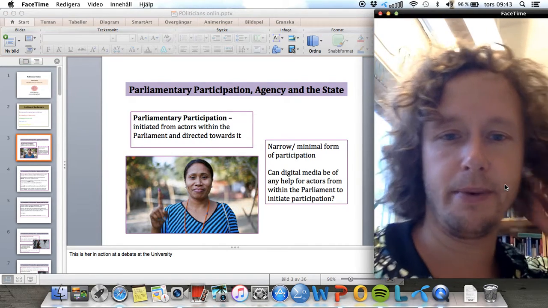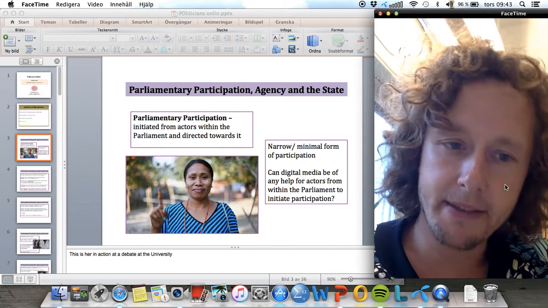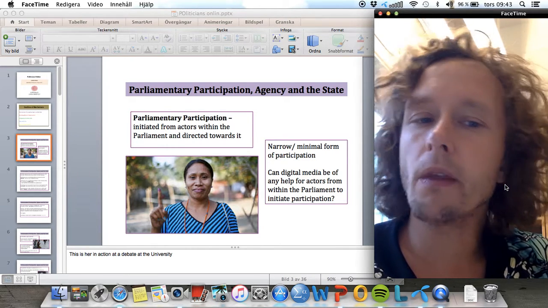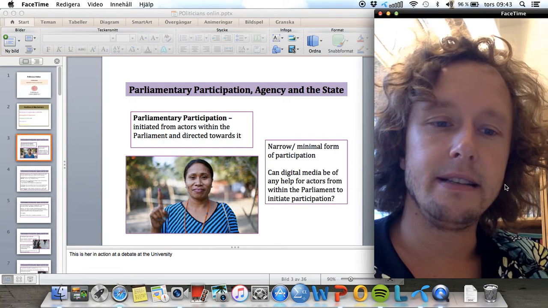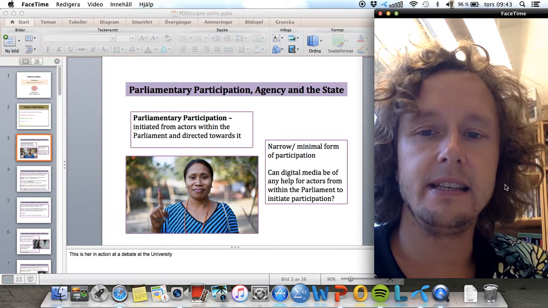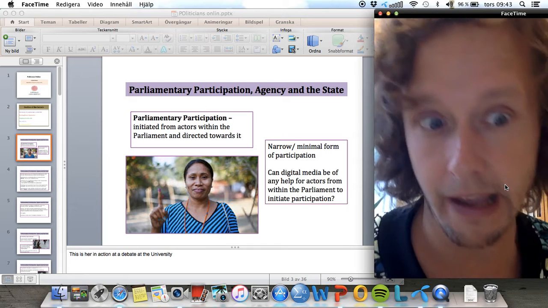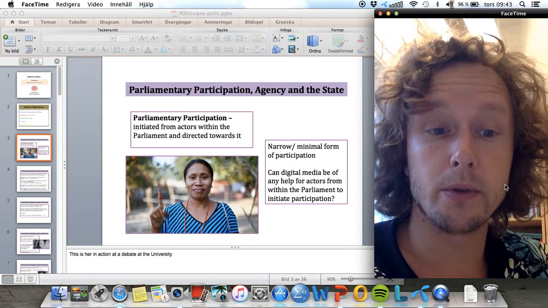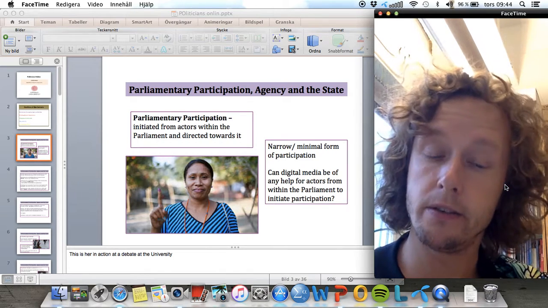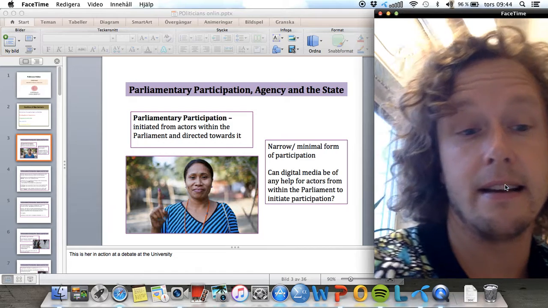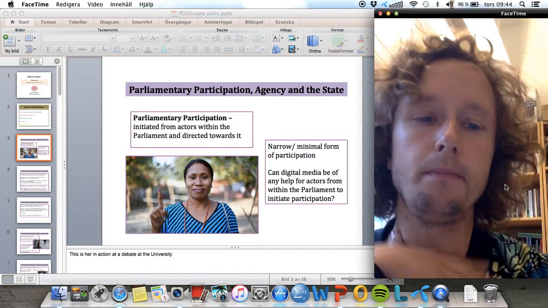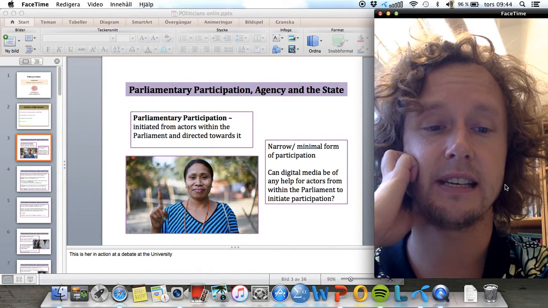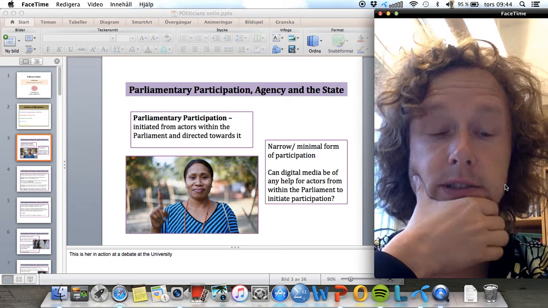So, parliamentary participation, agency and the state. A short recap. What was meant here with parliamentary participation? Well, according to my tripartite delineation, parliamentary participation signifies participation that is initiated from actors within the parliament or within the state, if you so wish, and also directed towards it. And the parliament here you have to understand very broadly, because we can look at different levels: municipal level, regional level, state actors, also on a national level. So the parliamentary representation is in many different places. But I chose to talk about parliament instead of the state, because the state is not an easy concept, to put it mildly.